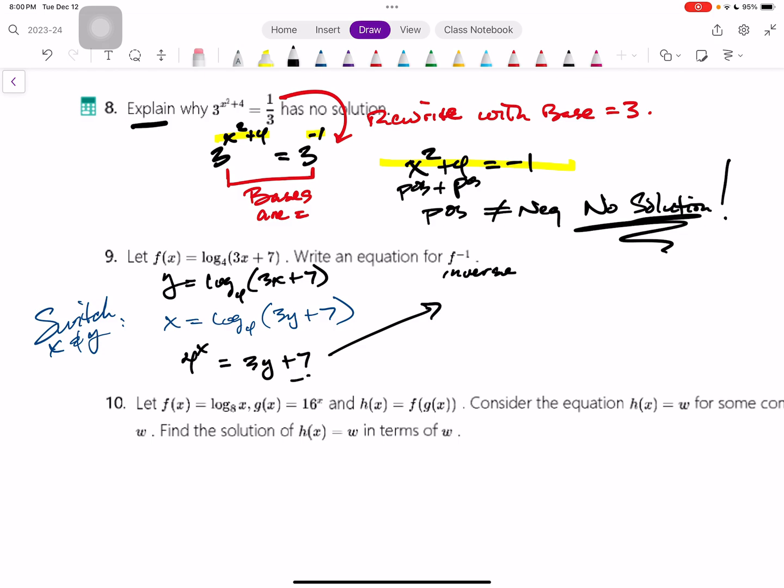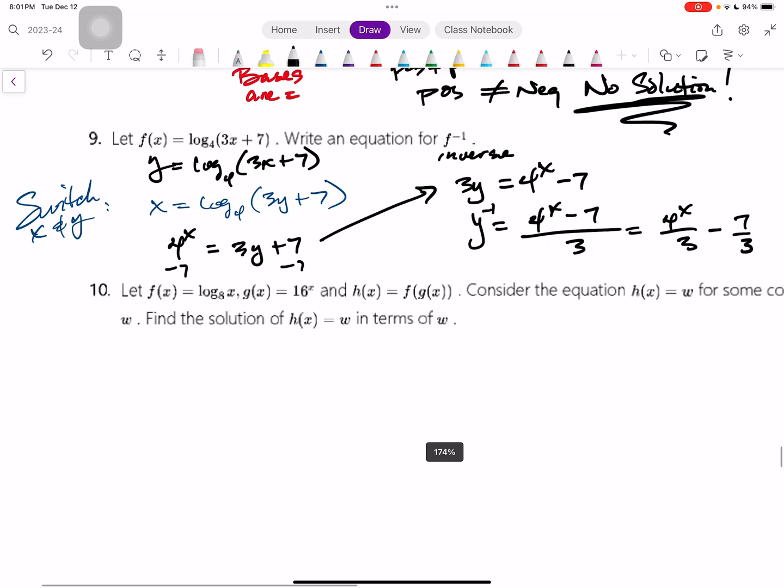So I'm going to subtract 7 on both sides. So I have 3y is equal to 4x minus 7. And divide everything by 3. Y inverse is equal to 4x minus 7, all divided by 3. If you want to divide both of them by 3, you can. So 4x divided by 3 minus 7/3. But here, I wouldn't do that. I would just leave it as the first expression here. Okay? Either one's fine, though.